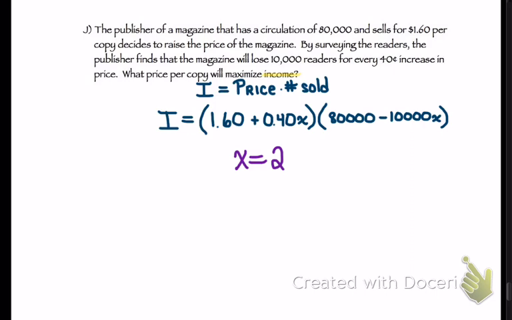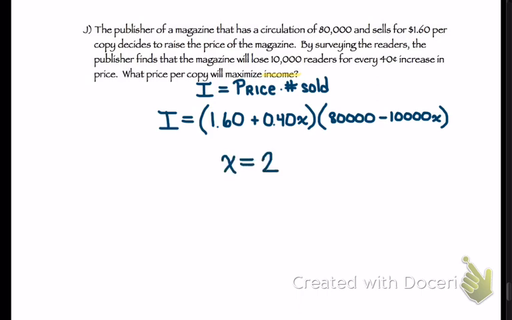I want you to think about what that 2 represents. Hopefully you're saying to yourself, that is how many times we're going to apply the 40-cent increase. We're going to apply that twice, and that's going to maximize our income. So be careful. Look at the last sentence. Look at what I ask you to figure out. What price per copy. So I'm only asking you to figure out the price of that.